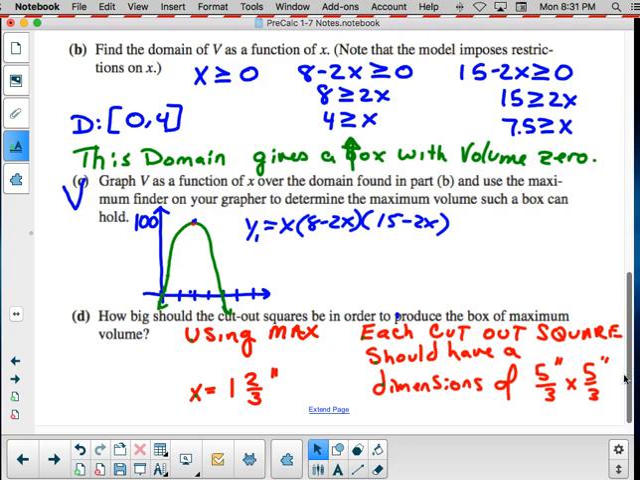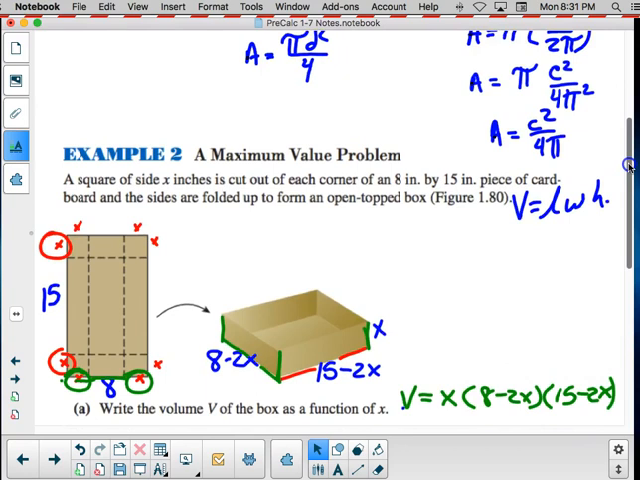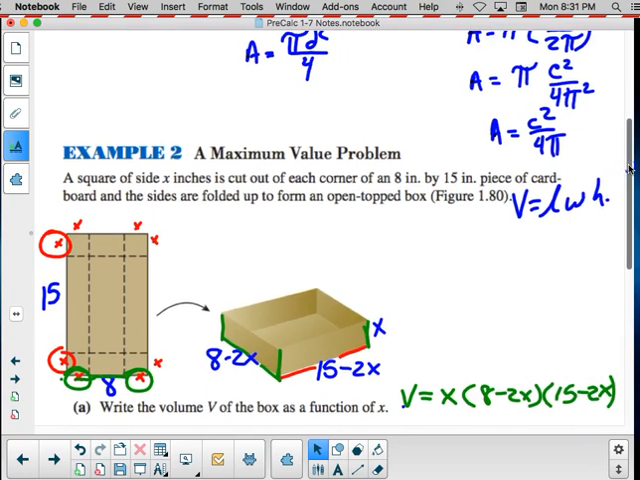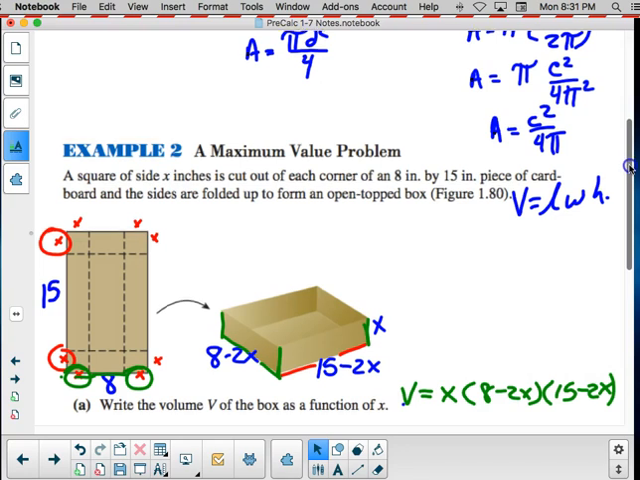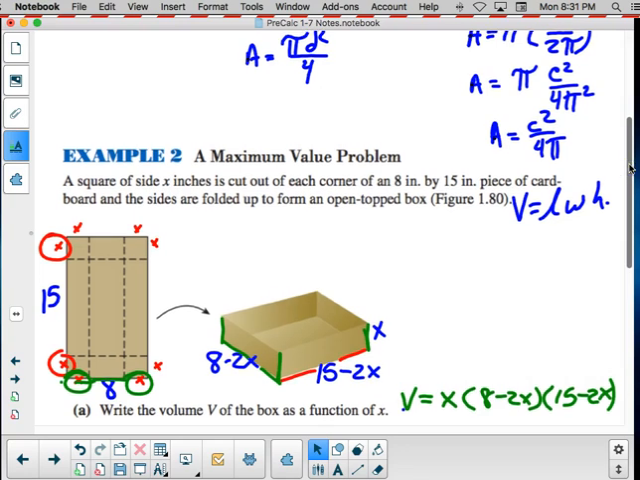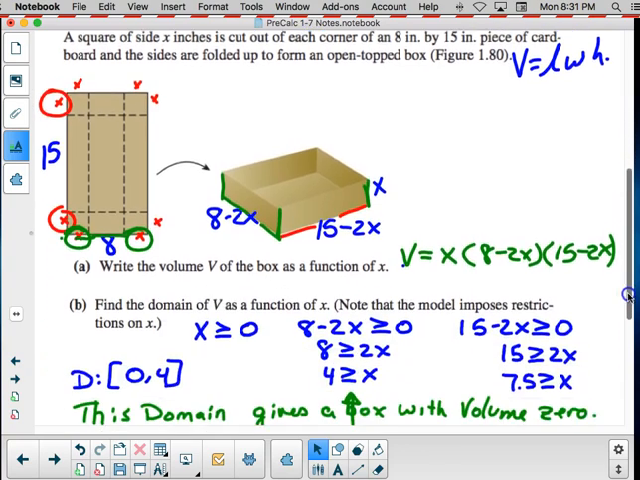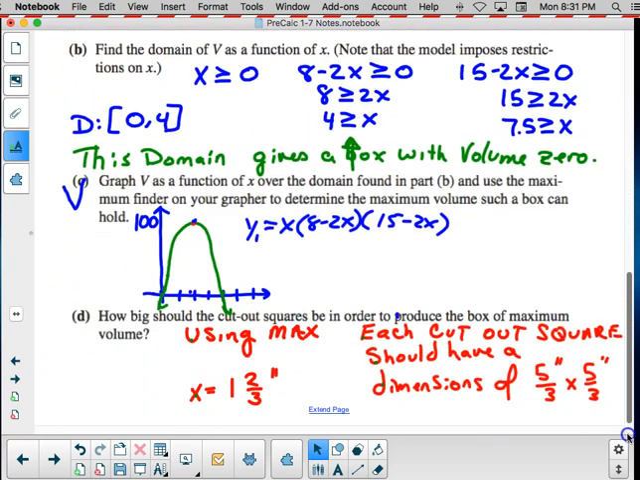And remember, as I'm looking this over, I just pulled this problem apart, but I got a piece of cardboard and the sides are folded up to form the open box. I'm supposed to find the maximum value. That's what this is, a maximum value, and my maximum value of volume is found when the cardboard is 1 2/3 by 1 2/3 that's cut out of each corner.